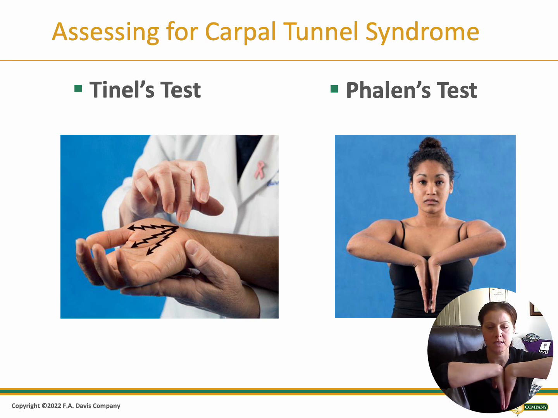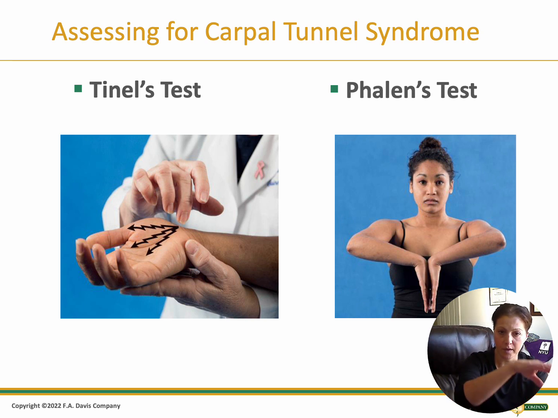And then your Phalen sign is asking the patient to hold both of their wrists together, and when, after a couple of seconds or so, they start to feel tingling around their fingers, the pinky, as well as the ring, and maybe even part of the middle, and down to their wrist region, that could be a positive indicator for carpal tunnel. Those are two simple tests that can be done.